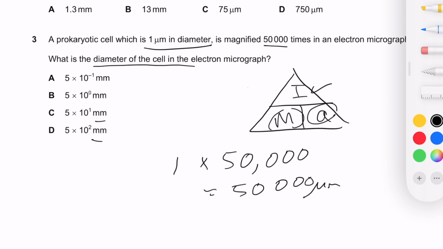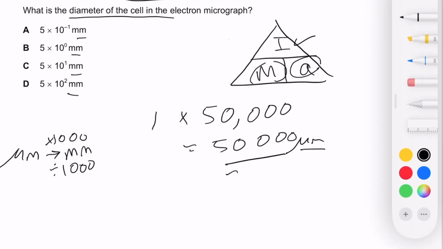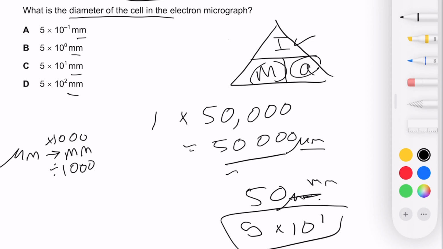Instead, we have all the sizes in millimeters. In order to convert micrometers to millimeters, you have to divide by 1,000. So from micrometer to millimeter, divide by 1,000, and if it's the opposite case, then multiply by 1,000. I have mentioned it's 50,000 micrometers. Now divide this by 1,000 and you should get 50 millimeters, which is exactly 5 by 10 to the power of 1 millimeters, which happens to be C.